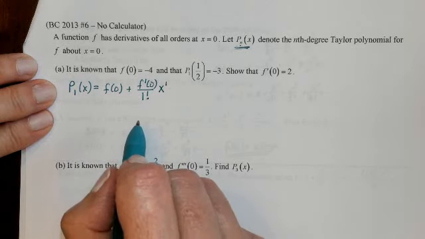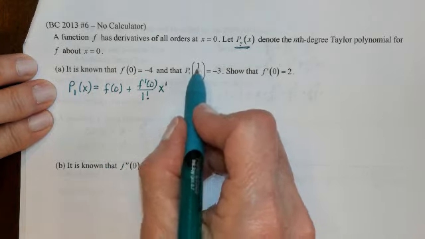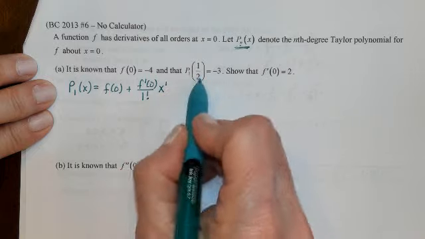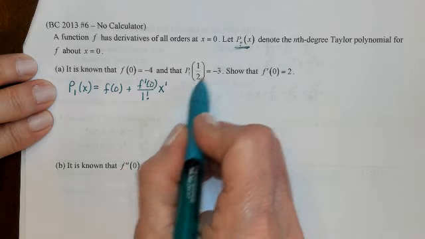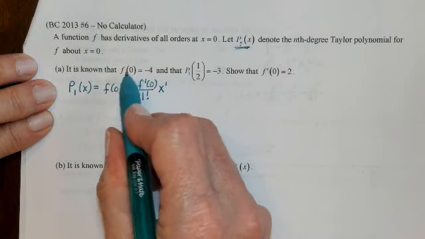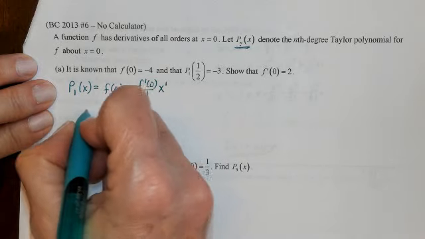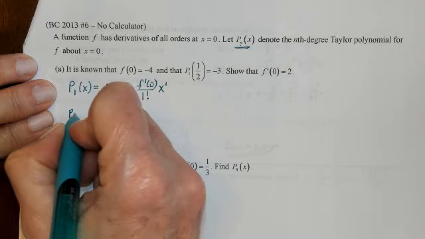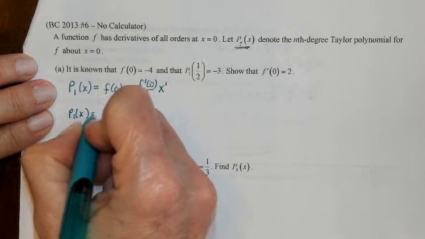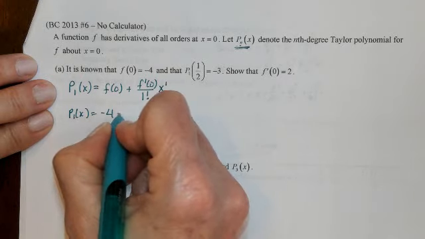That's what it is. Now they're saying that if I replace the x with a half, this thing will equal -3. And we know that f of 0 is -4. So I think I will go ahead and put -4 in for f of 0.